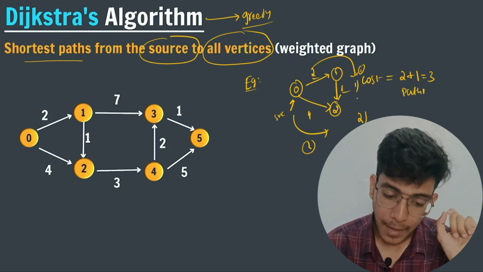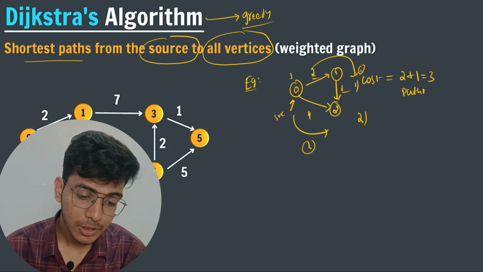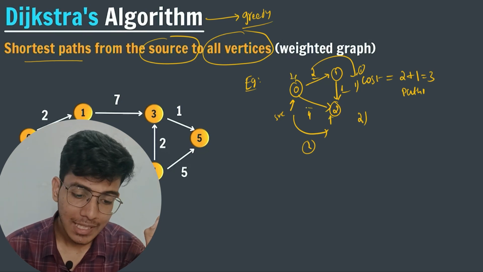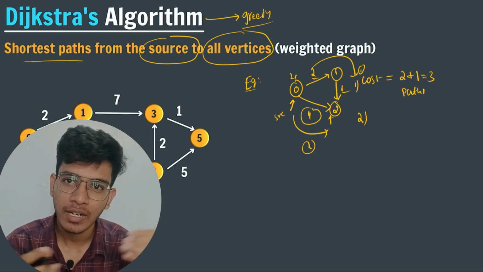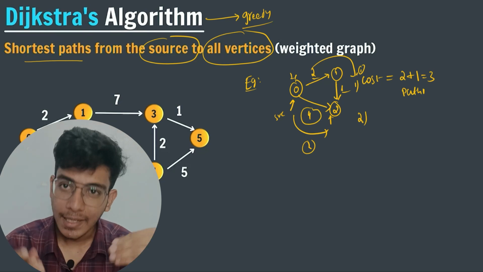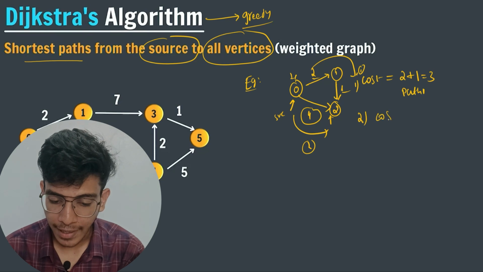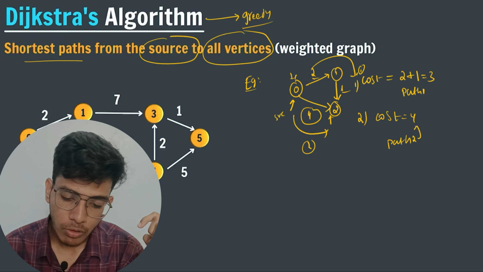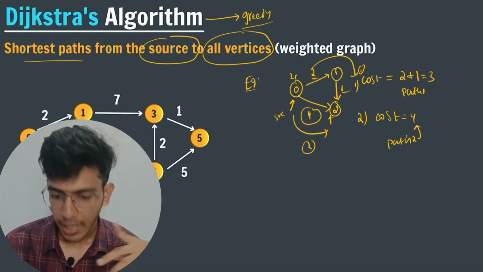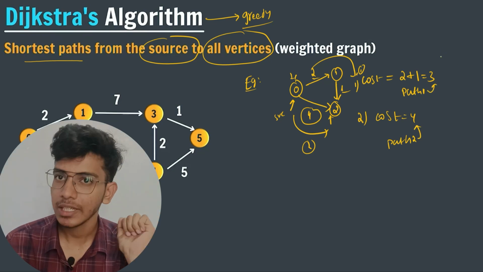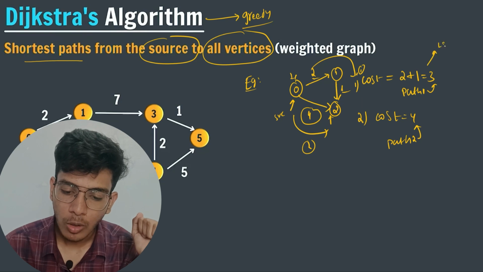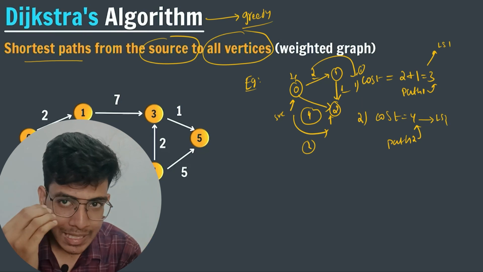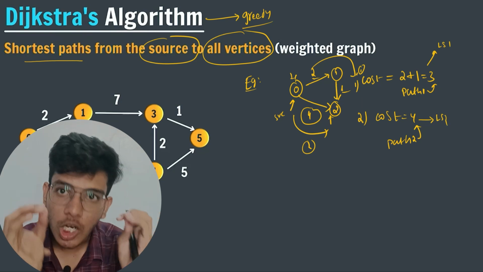Now for path 2, this is my source node, this is my destination node, right? And you can see that there is only one edge connecting these two, and the cost of that edge is 4. So for path 2 the cost will be 4, and for path 1 the cost is 3. Now this is my local solution 1 and this is my other local solution 2, but in Dijkstra's we are calculating the shortest path.